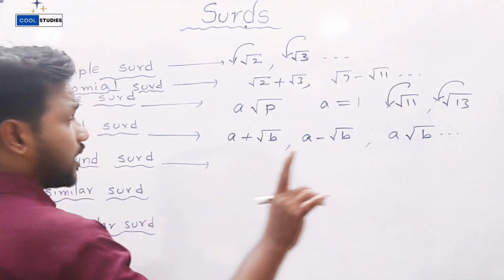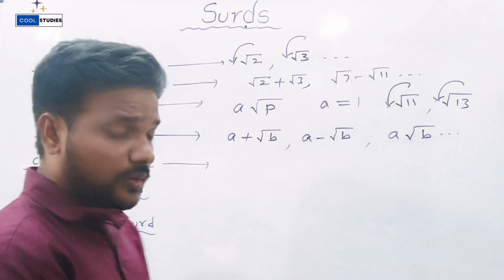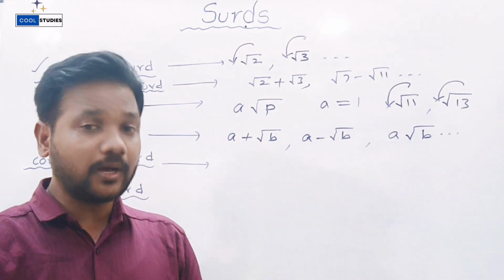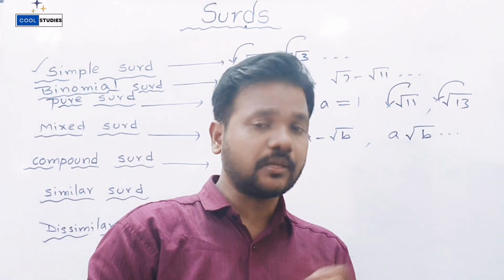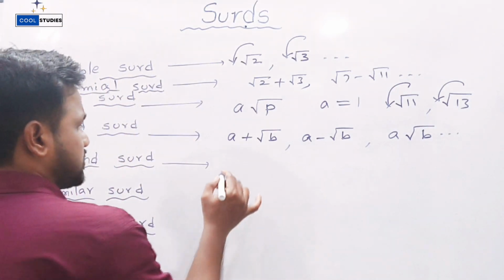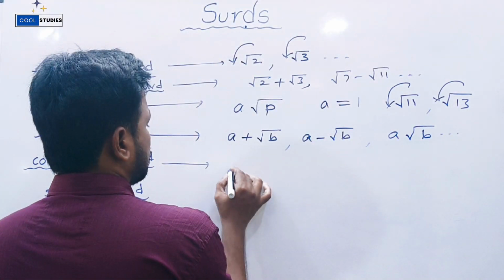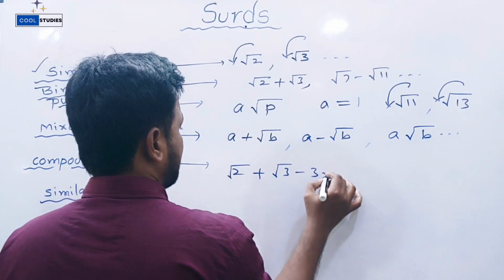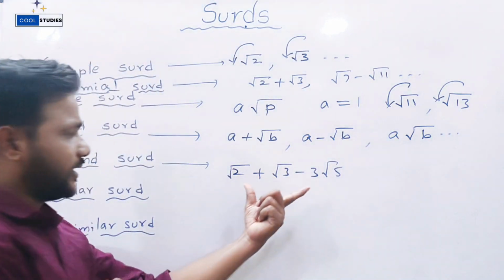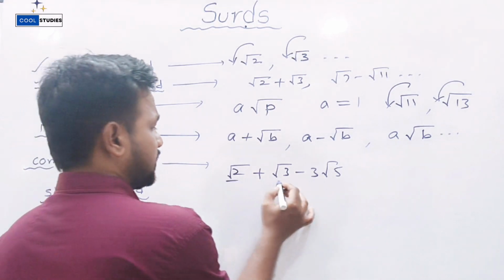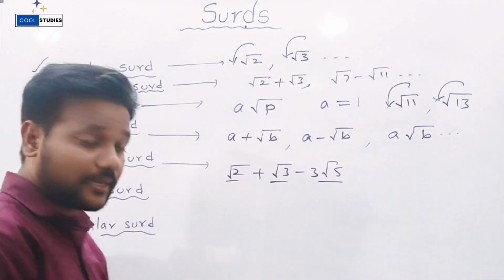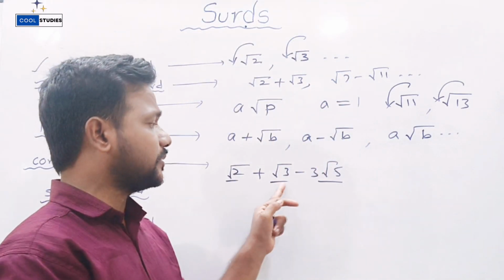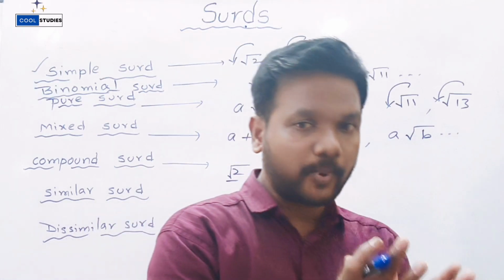The next one, compound surd. Compound means the surd contains two or more surds. Let us write an example: root 2 plus root 3 minus 3 root 5. If you observe, in this surd there are three terms. A surd consisting of two or more terms is called a compound surd.